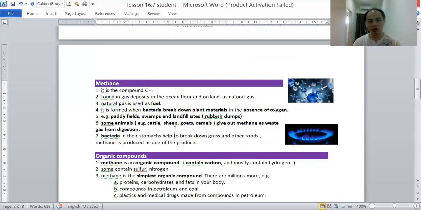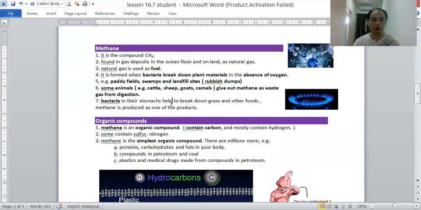Animals, this one no choice, we can't stop them. Some animals, cattle, sheep, goats, camels, cows, have symbiotic bacteria in their body to carry out fermentation. So methane is produced. The bacteria in their stomach help to break down grass and produce methane. This one no choice. And then methane is used for fuels lah. You see this one, gas.